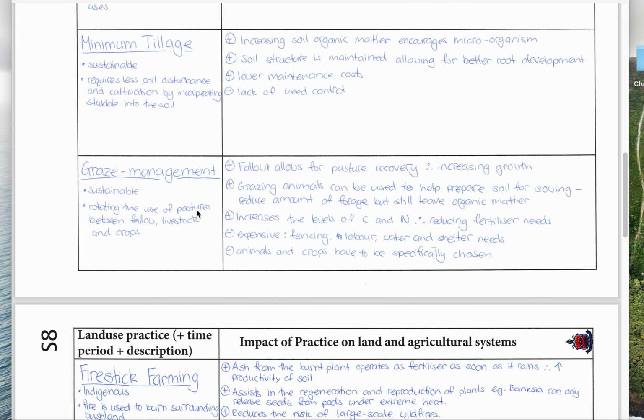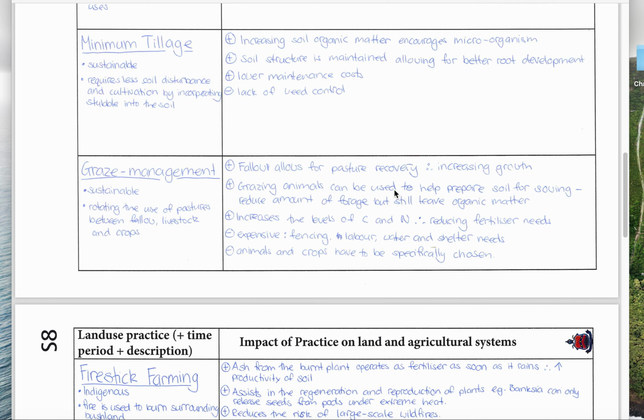The last sustainable practice is grazing management. So it is basically rotating, or another way of putting it might be grazing rotation. You're rotating the use of pastures between fallow, livestock, and crops, and the fallow allows the pasture to recover, as the paddock's not being used for anything productive, and it allows increased growth.